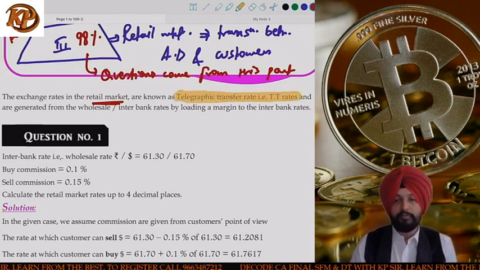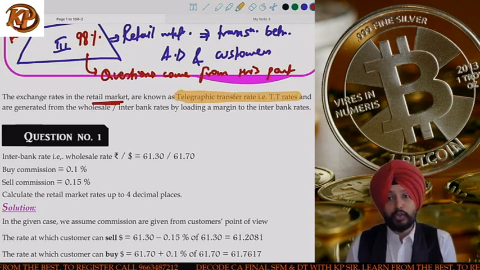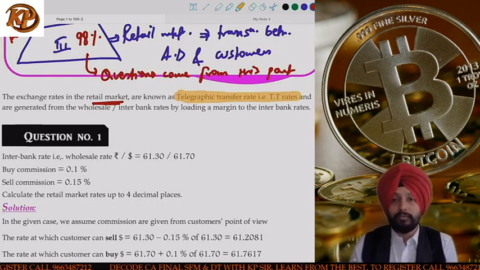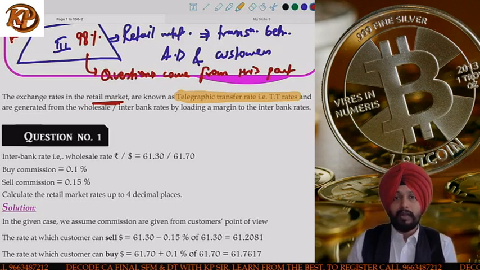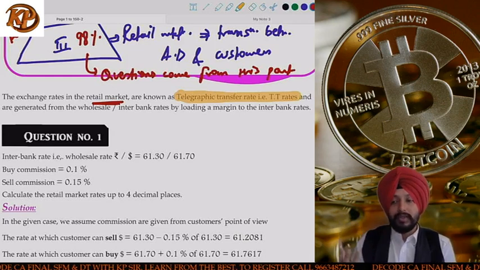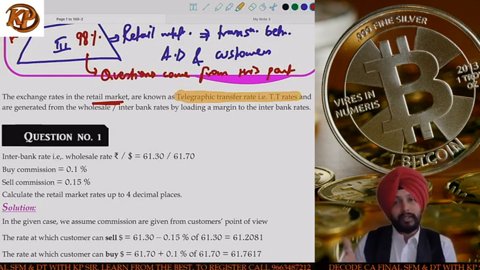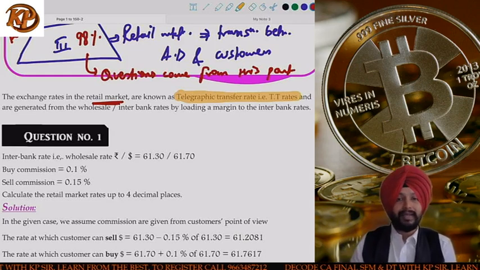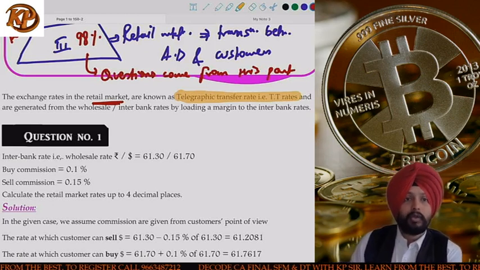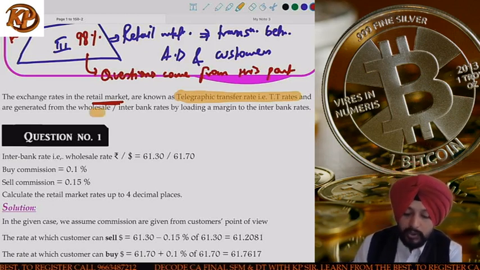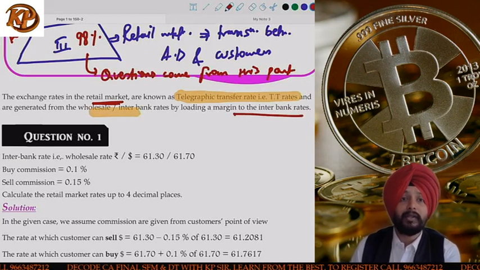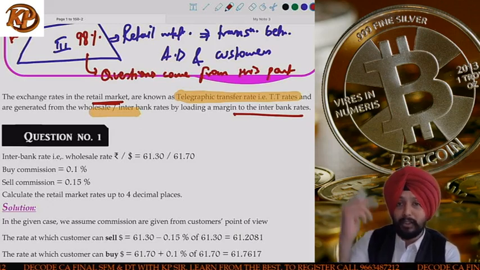The same word you will find in direct tax also. The TT rates references are made when you are reading the proviso to section 48, in the capital gains chapter. TT rates are important there, because when we are calculating the capital gains for non-residents, then TT rates are used for making conversions into rupee equivalent. TT buy rate, TT sell rate, those are telegraphic rates, that is the rates prevailing in the retail market. These rates are generated from the wholesale or interbank rates by loading a margin.